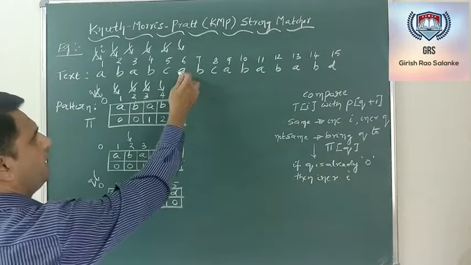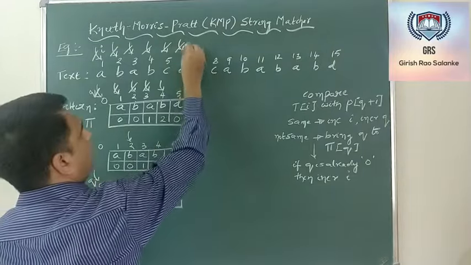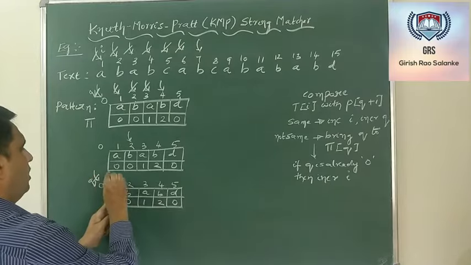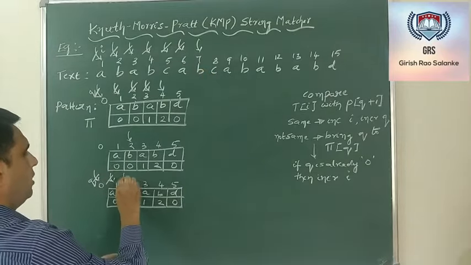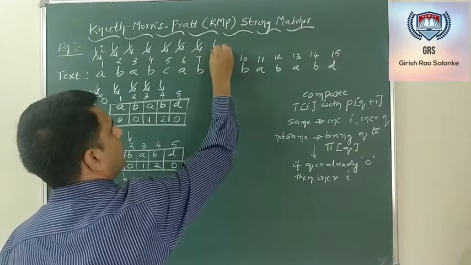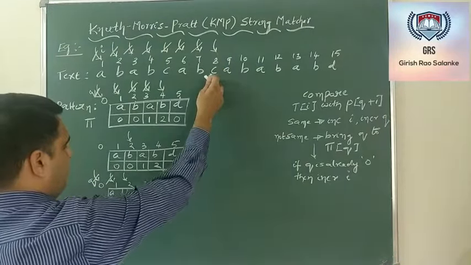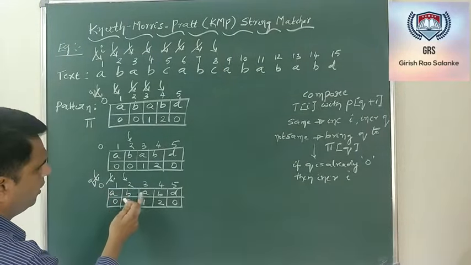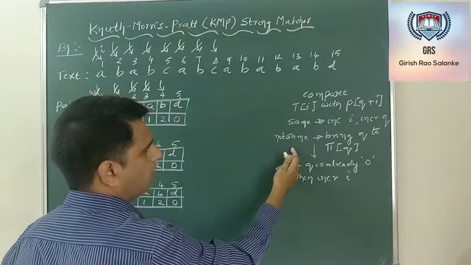Now do a comparison. T of I is A compared with A. Both are same. Now increment I, increment Q. Next, B compared with B. Both are same. Increment Q, increment I. Now T of I is C, P of Q plus 1 is A. Both are not same.